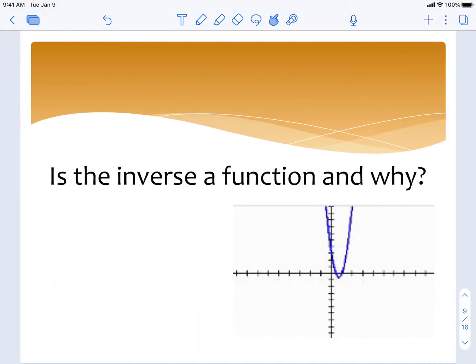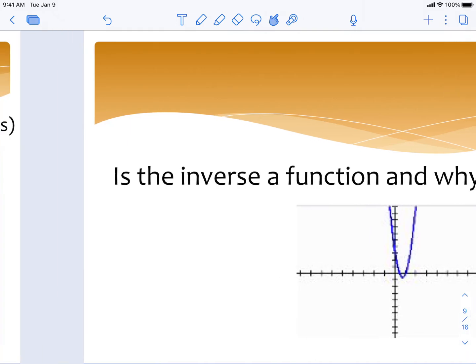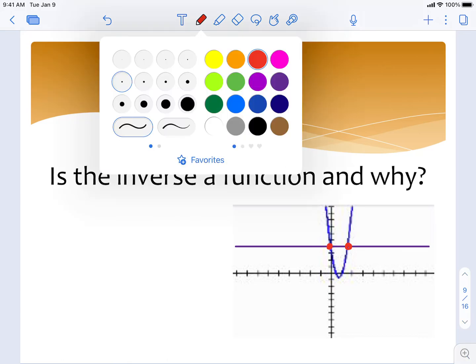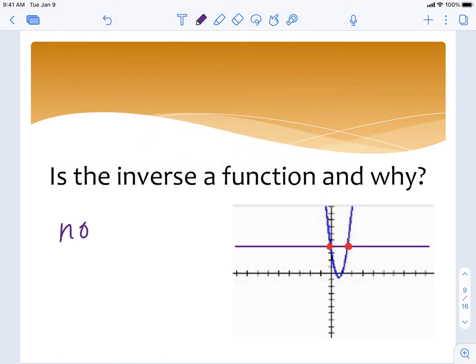All right, is the inverse a function and why? This is a no, and it's because it fails the horizontal line test. It fails the horizontal line test because that horizontal line that I plotted on there crosses at 2 points. So the inverse is not a function, and that is because of the horizontal line test.